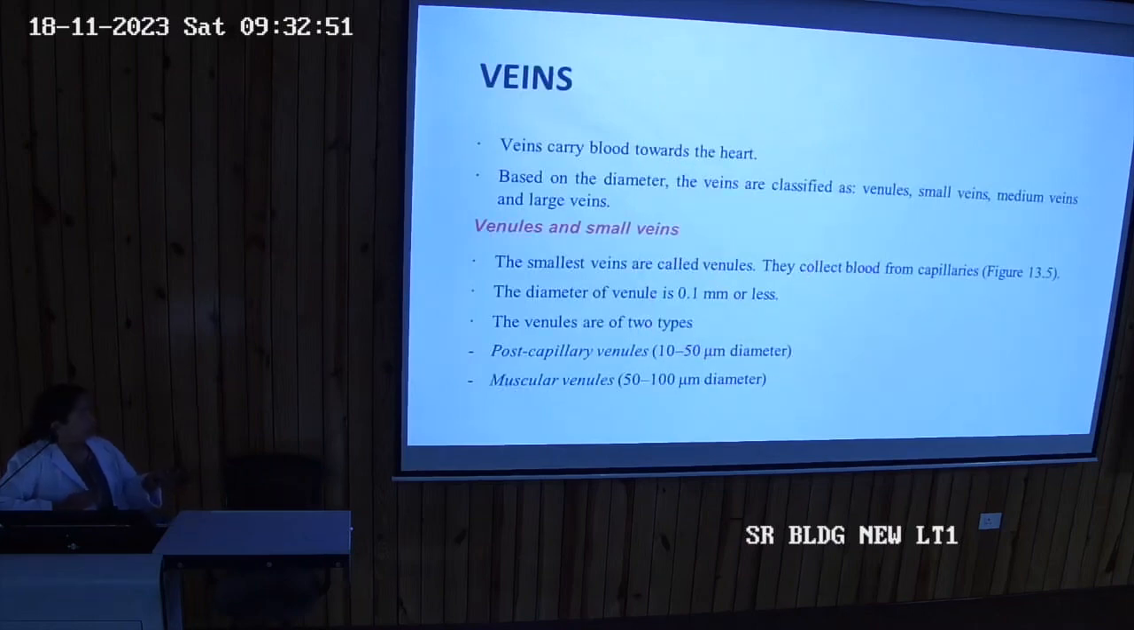So now coming to the veins, the last part of this lecture. What does the vein do? They carry all the blood from the capillaries to the heart. So how will these veins take up the blood? Through the venules. Post capillary venules will be there, and the muscular venules will be there, which will join to form the small veins, and they will join to form the medium size vein and the large size vein.